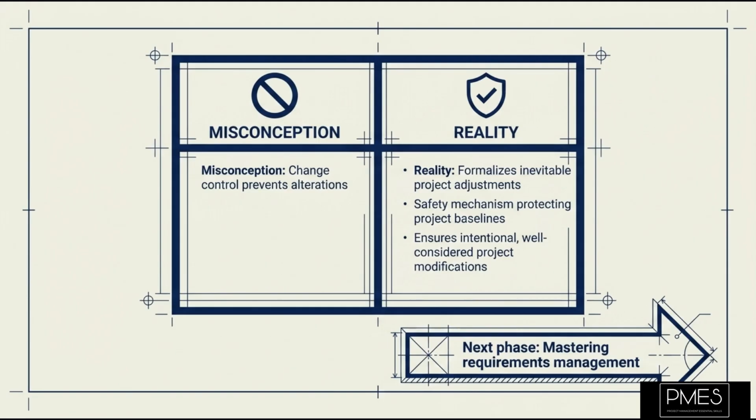Now that you understand how to manage changes when they arise, the next crucial step is to understand where these changes often originate. Many changes stem from poorly defined or misunderstood requirements. In our next lecture, we will dive into requirements management basics, equipping you with the skills to capture and manage needs effectively from the start. This will directly help you prevent many unnecessary change requests from ever happening.